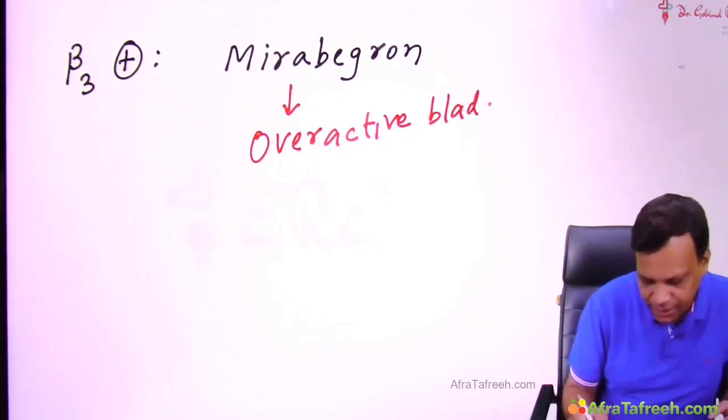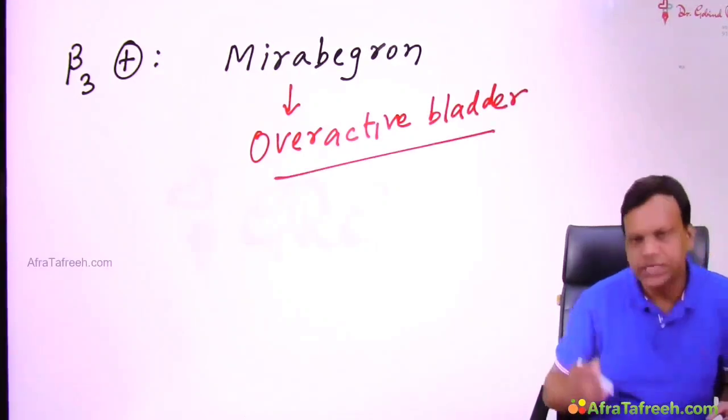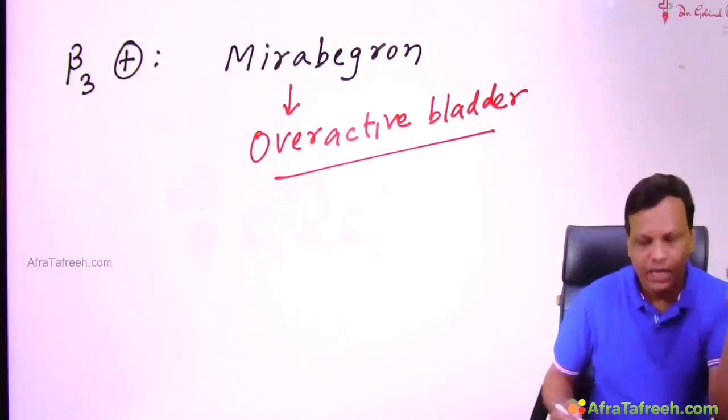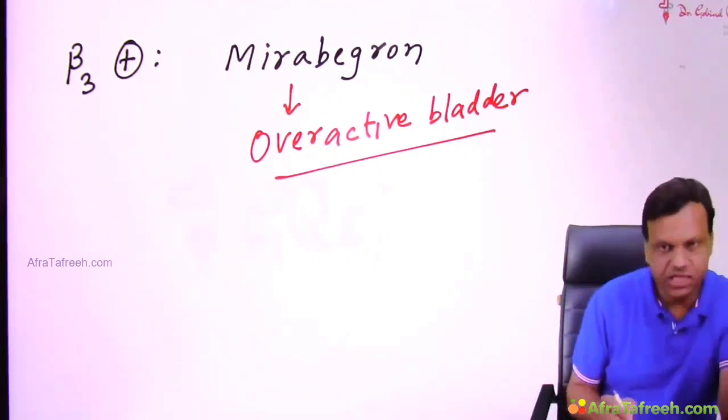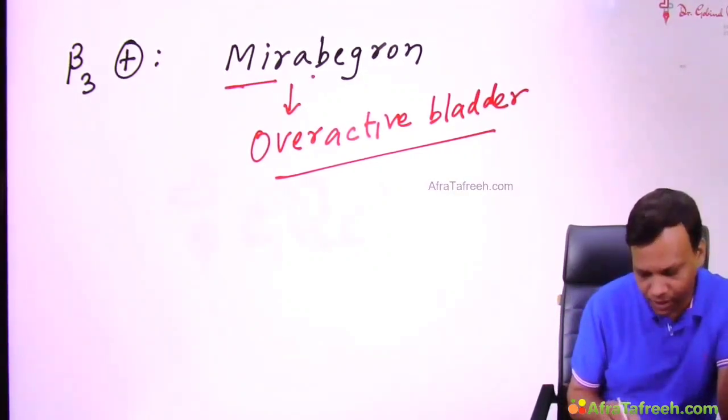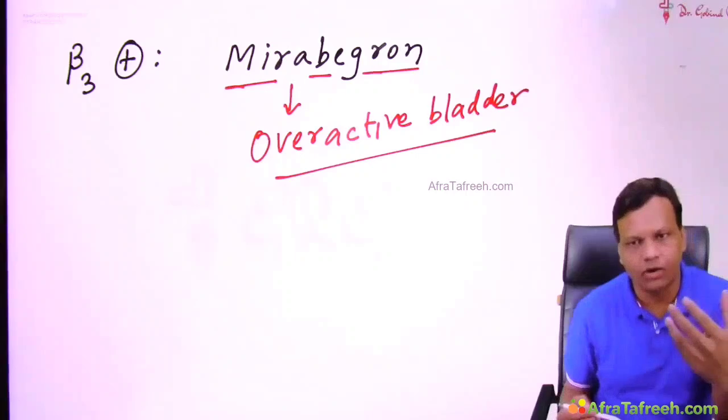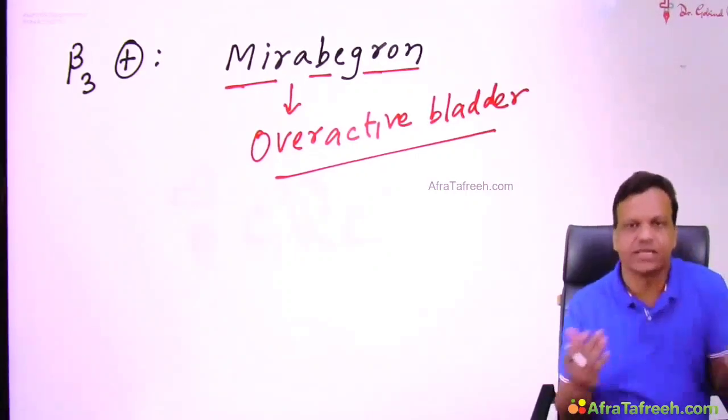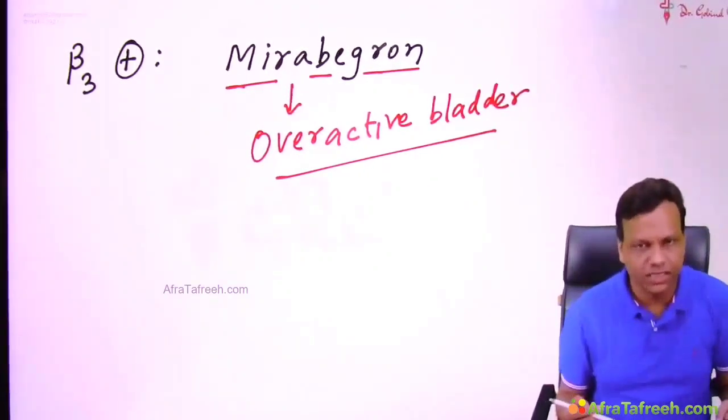It relaxes the bladder and it will cure the overactive bladder. And from the name you can remember, if you know Hindi, the name sounds like "Mera bladder gone." So the bladder has relaxed. So that is the beta-3 agonist. Clear?